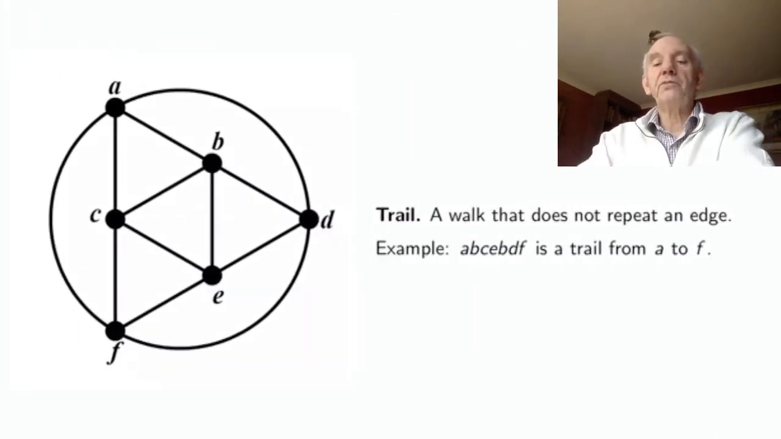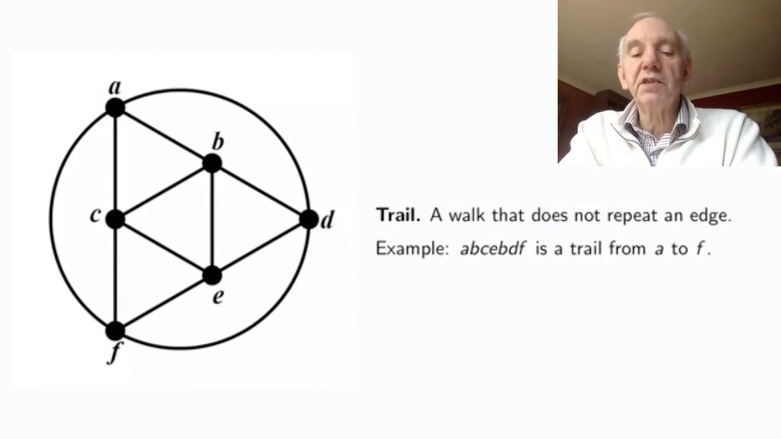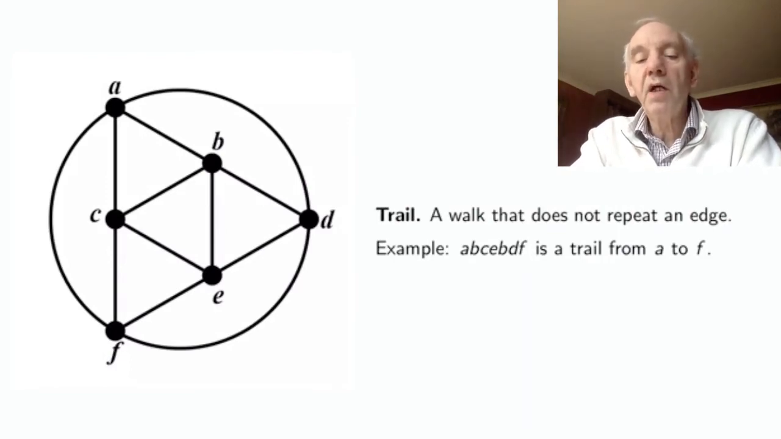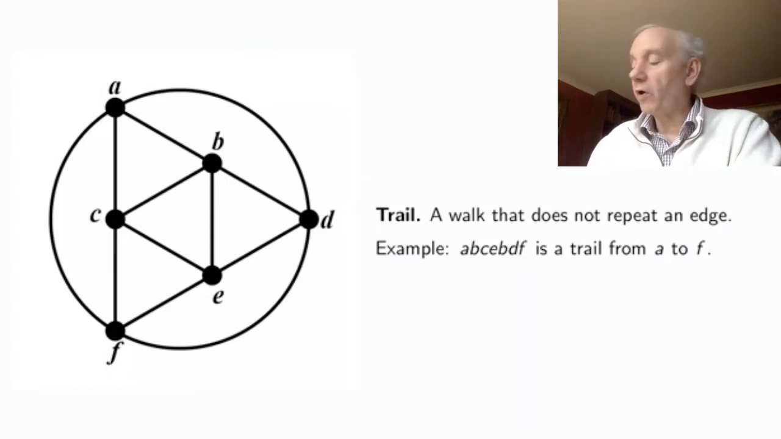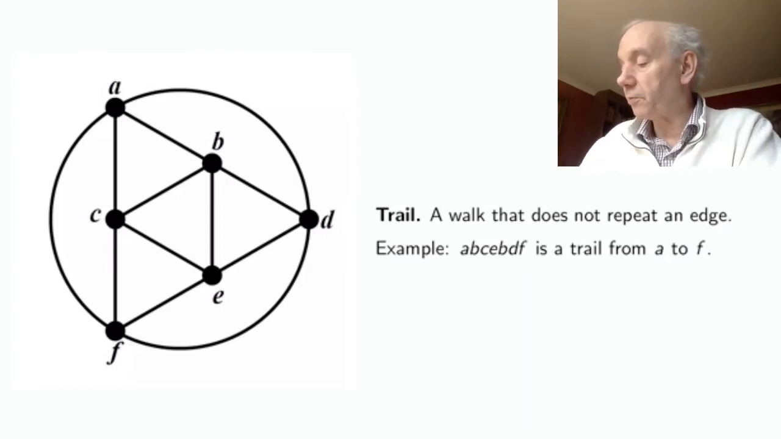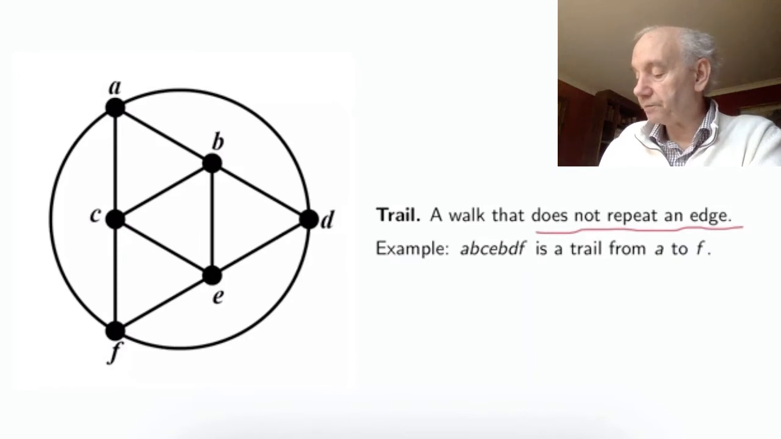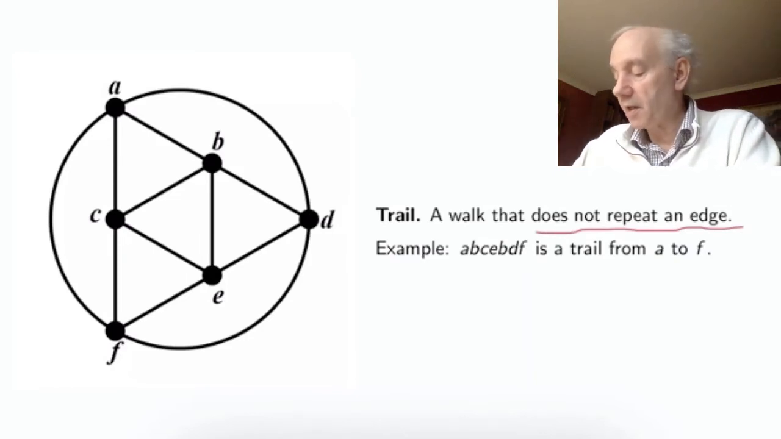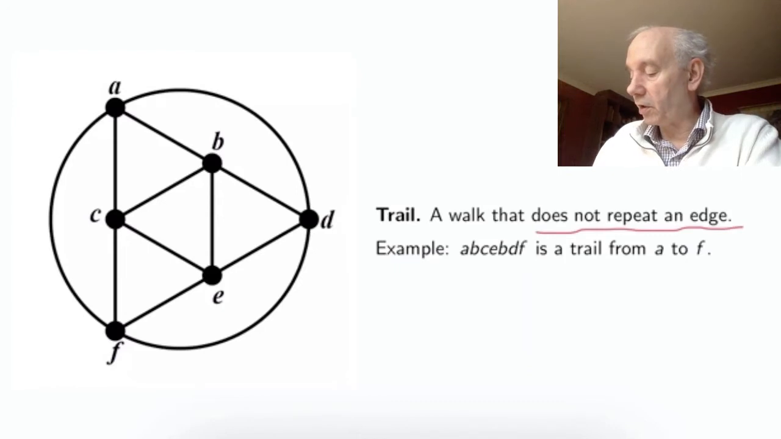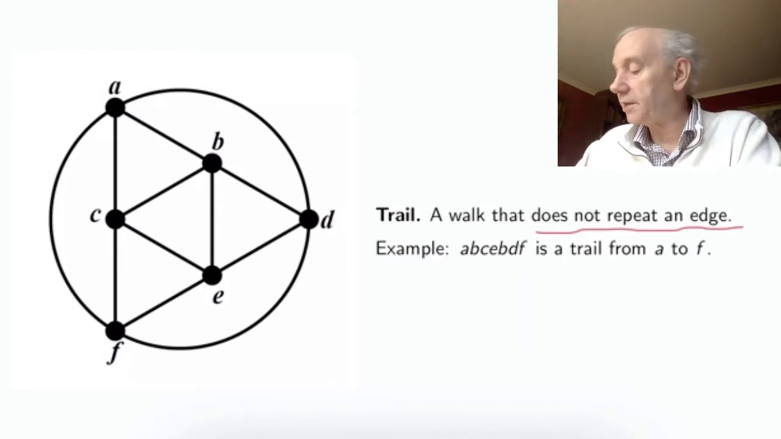Okay. Now we come to a more restricted type of walk. It's called a trail. So in the sense of graph theory, a trail is simply a walk in which you're not allowed, as we did before, to go along the same edge twice. So you're not allowed to repeat an edge. Okay, that's a trail. So let me give you an example of a trail in this case.